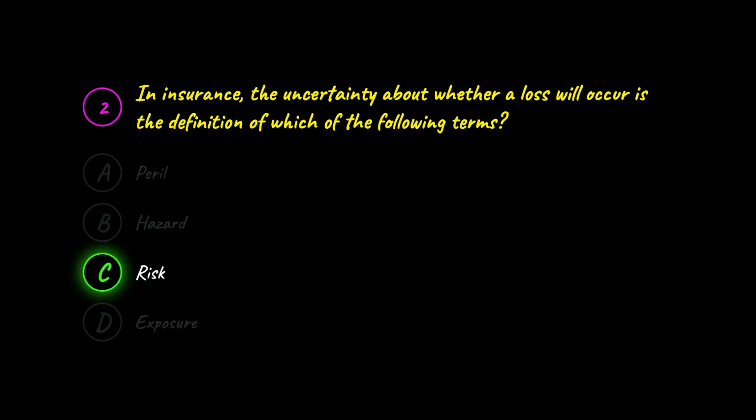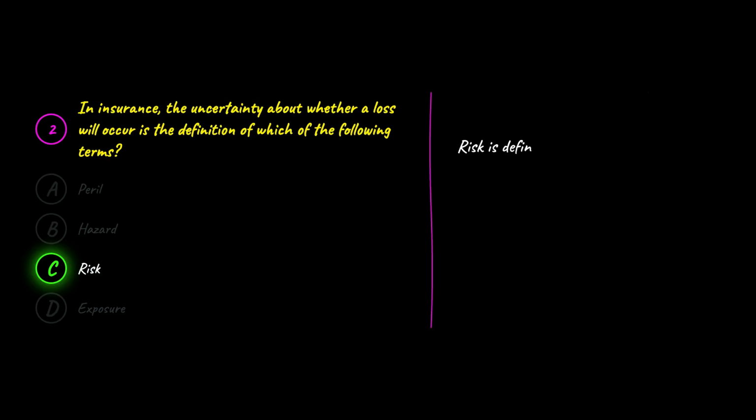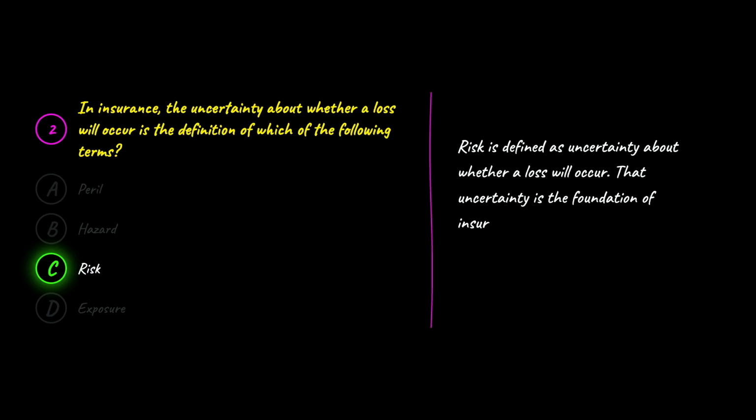The correct answer is C, risk. C is correct because risk is defined as uncertainty about whether a loss will occur. That uncertainty is the foundation of insurance, since coverage exists only to handle events that may or may not happen.